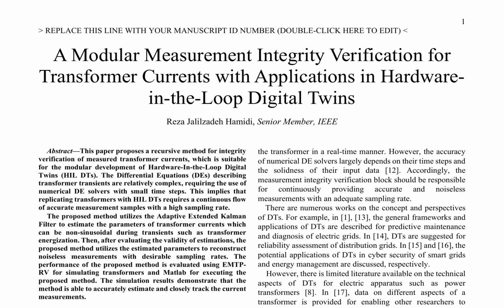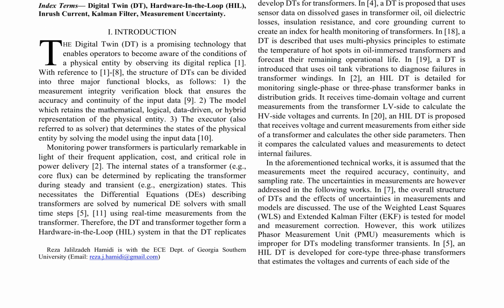The Adaptive Extended Kalman Filter's ability to accommodate nonlinear systems and non-Gaussian noise makes it an ideal choice for this application. By recursively updating the state and error covariance matrices, the filter provides a robust and adaptive estimation of the transformer current parameters. The performance of the proposed method is evaluated using EMTP-RV for simulating transformers and Matlab for executing the proposed method. Simulation results demonstrate the method's capability to accurately estimate and closely track the current measurements, even in the presence of noise and model uncertainties.